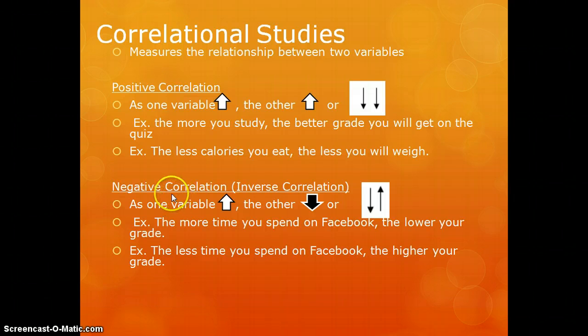Next, looking at negative correlation. Negative correlation, you might also see it called inverse correlation. It's the same thing. So as one variable increases, the other is going to decrease. Or as one variable decreases, the other is going to increase. So some examples. The more time you spend on Facebook, the lower your grade. So we're assuming this is when you're supposed to be doing homework, that type of thing. An example of this type of relationship. The less time you spend on Facebook, the higher your grade. So we're assuming you're spending more time studying.